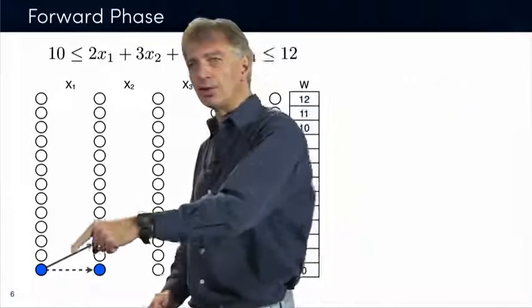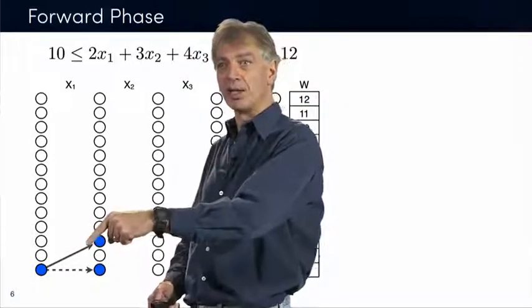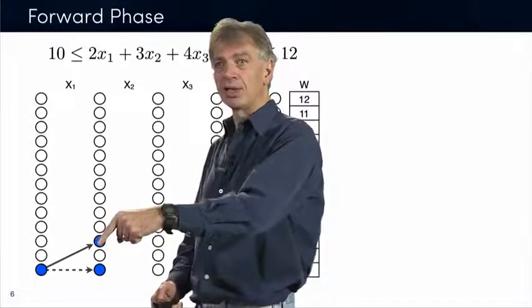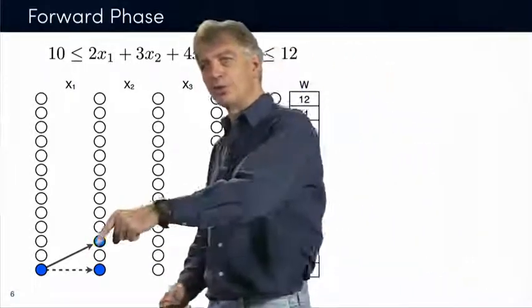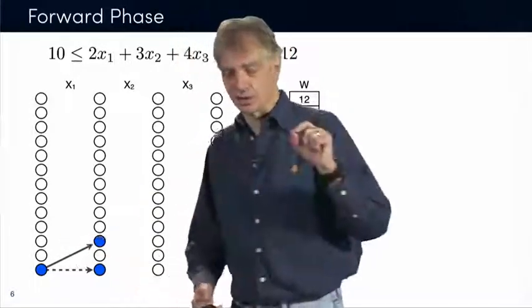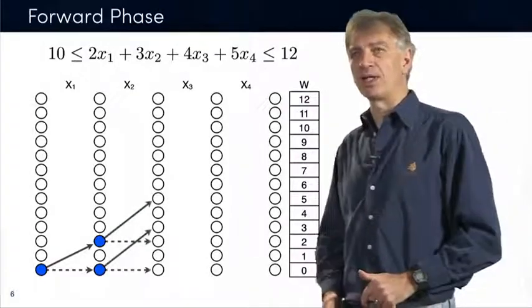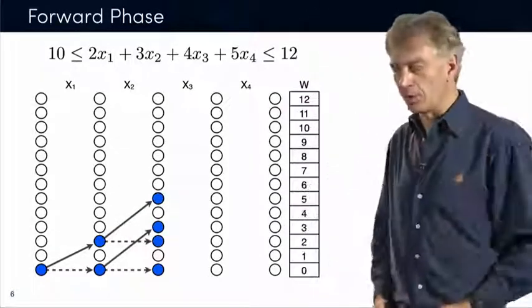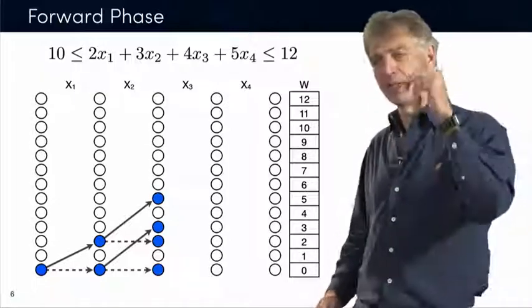You see these two arrows. One is going up. That's the arrow when we pick x1, when x1 is equal to 1, and we reach 2. And otherwise we stay at 0. And you see that we use two different shapes for these arrows. One is a dashed line, the other one is a solid line, and you'll see why this is important later on. Now we do the same for x2, and we can reach 4 values now: 0, 2, 3, and 5.